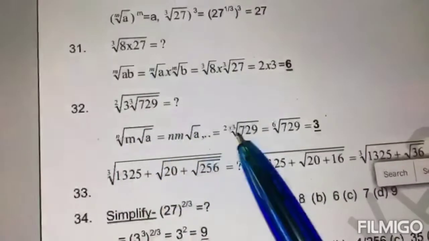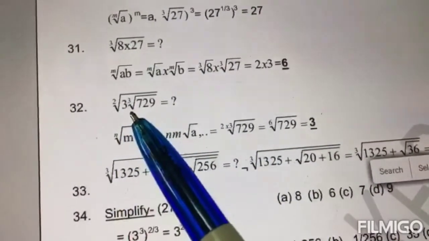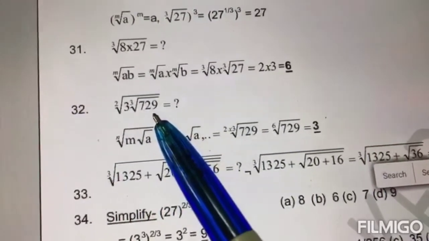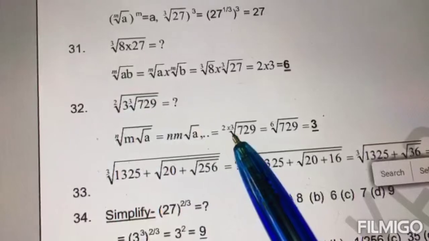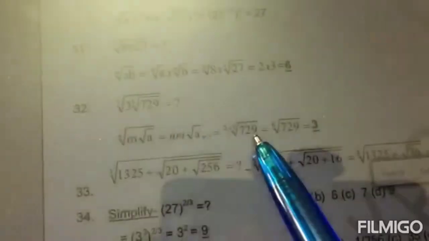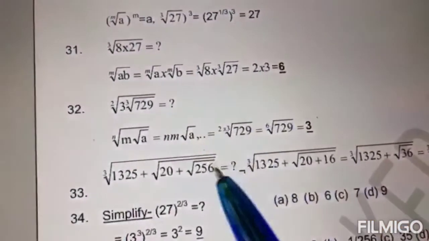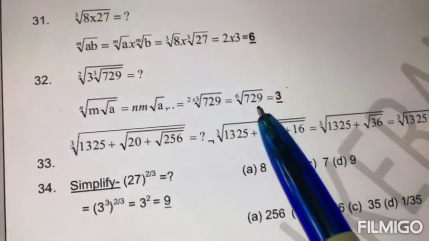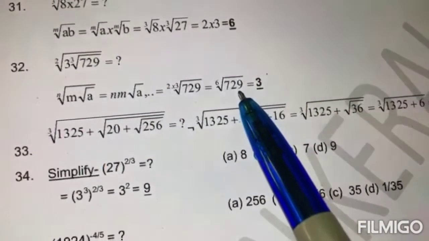That is, here we have given square root of 3 into cube root of 729. So we can write this as 2 into 3 root of 729. That is 6th root of 729, which is 3. How did you get 3? You factorize 729. What is 729?